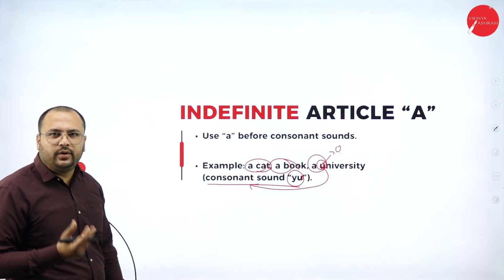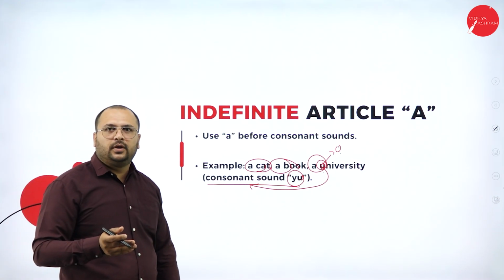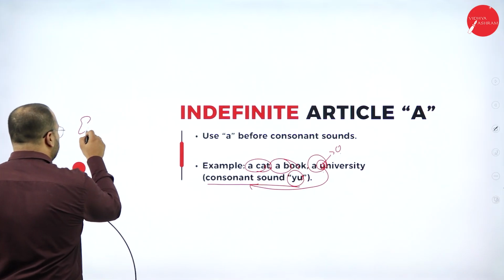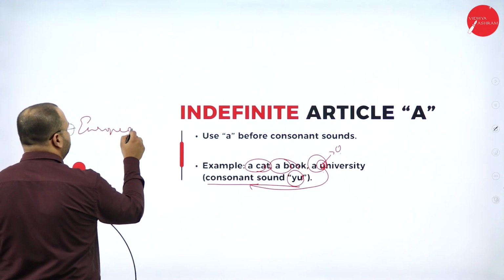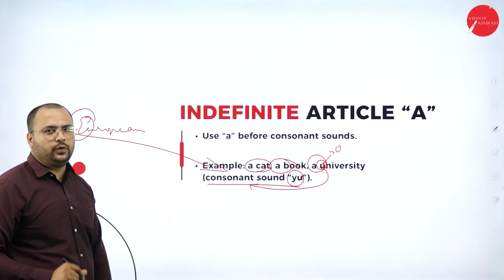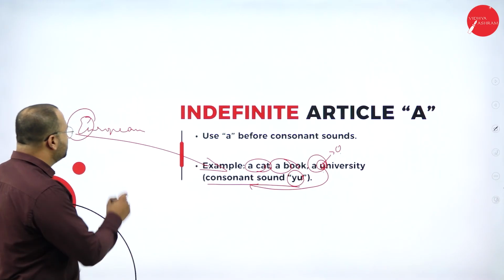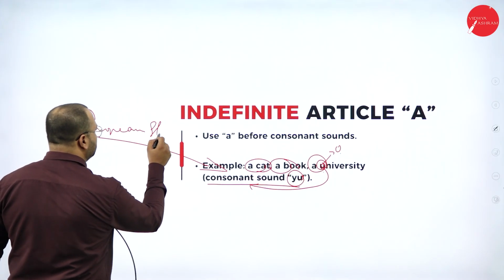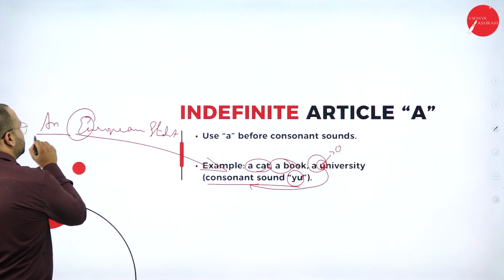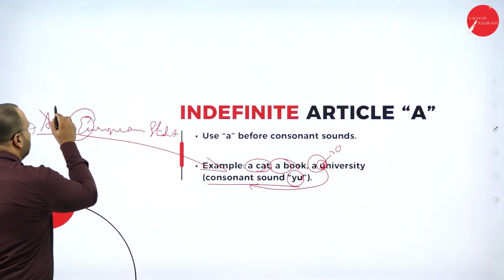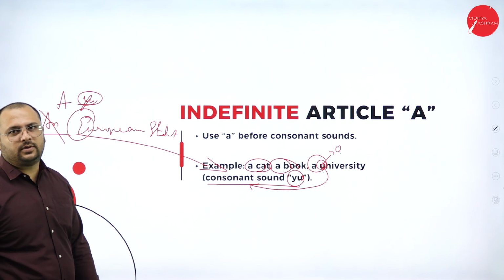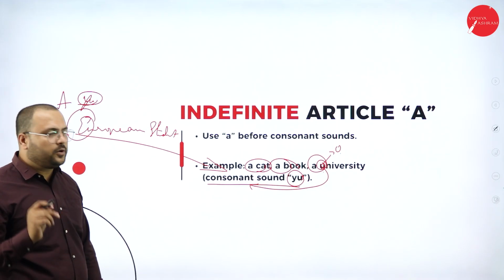U, when you say university, U-turn, uniform, European, though it starts with E, E-U-R-O-P-E-A-N, the pronunciation is U. So therefore, you can't say, if it is talking about a European student, you cannot write here an European student. It's wrong. It's a European student, a university. I hope you got the point.